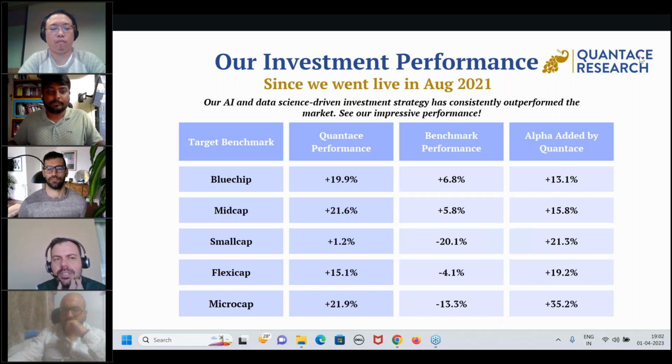Hello, I also have a question. This is Bhavish here. I just wanted to know what kind of portfolio method you are using. Are you using an indicator-based model, or a quantitative-based model, or fundamental?